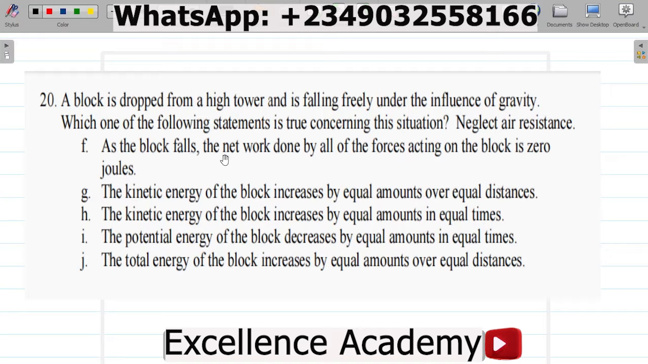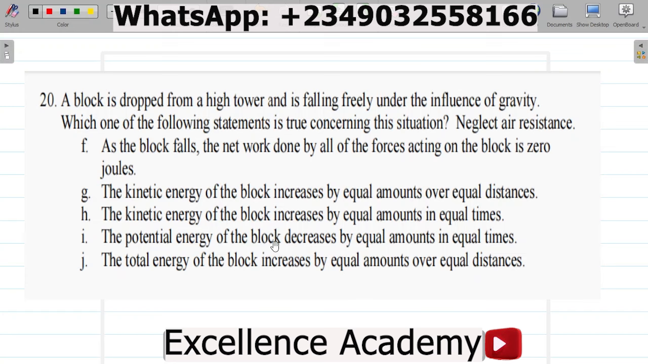The first option there is F. As the block falls, the net work done by all the forces acting on the block is 0 joules. The next option, G, says the kinetic energy of the block increases by equal amounts over equal distances. The next option, H, says the kinetic energy of the block increases by equal amounts in equal times. The next option, I, says the potential energy of the block decreases by equal amounts in equal times. Then the final option, J, says the total energy of the block increases by equal amounts over equal distances.